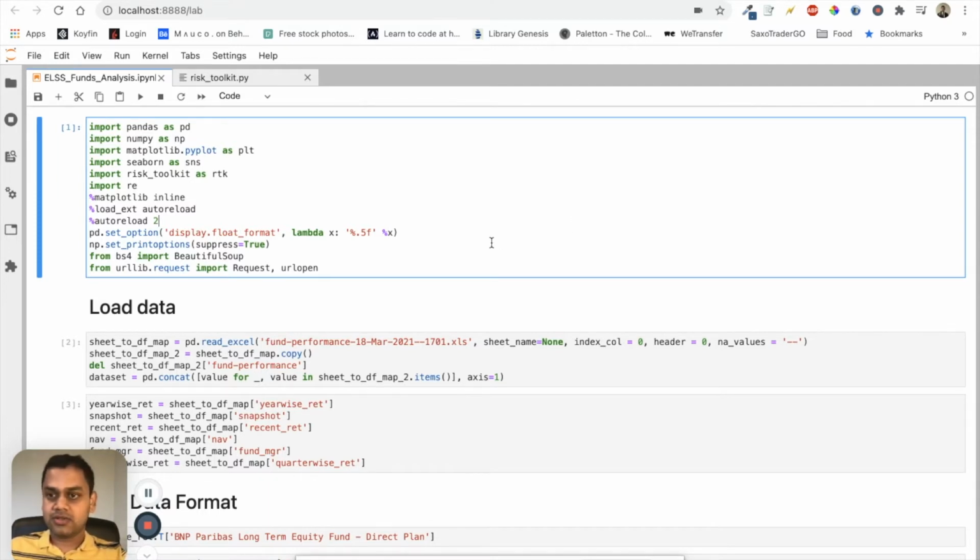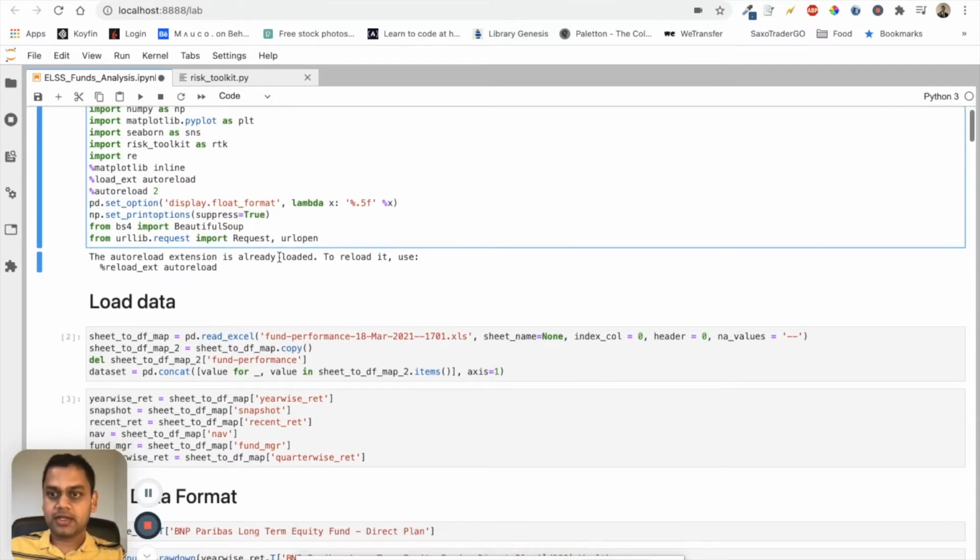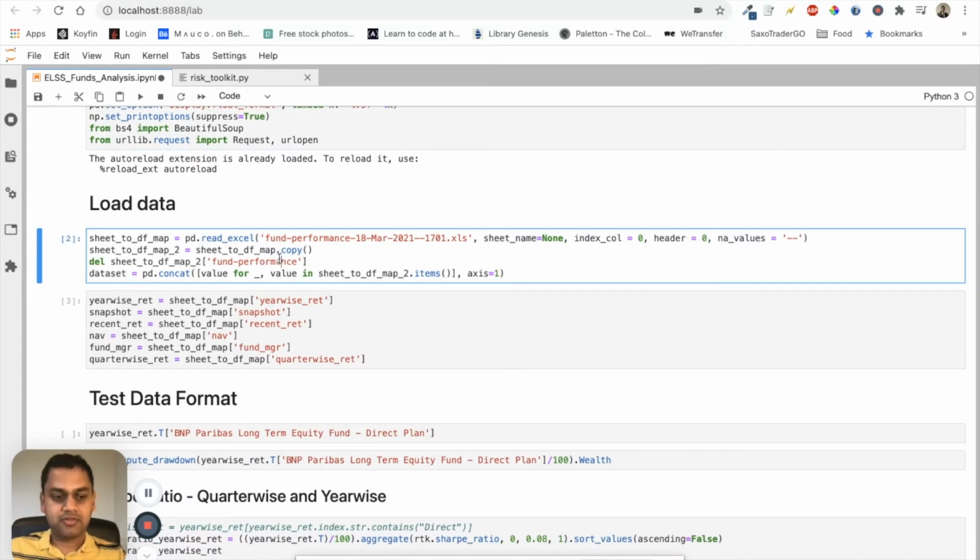So let's get started. If you're not too familiar with Python, that's all right. We'll focus on the result. But if you are familiar with Python, you can just pause the video to check the code out. We'll load the libraries, and then load the data from the Excel into the Python environment, and that's what we're doing here.